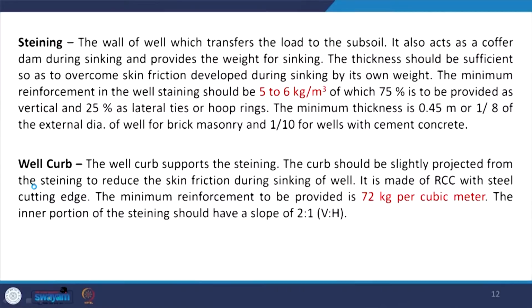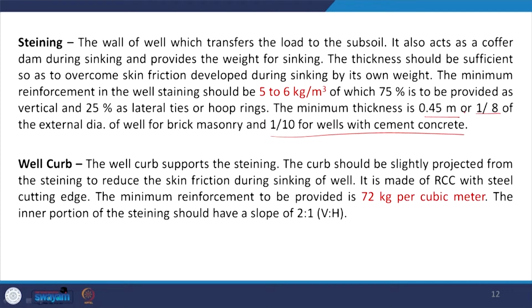The minimum thickness of the well steining is 0.45 meter, or 1/8 of the external diameter of the well for brick masonry, and 1/10 for wells with cement concrete. So, out of these three values, whichever is higher should be used. The minimum recommended in any case is 0.45 meter, that means steining thickness should be minimum 45 centimeter, while the well cap thickness minimum is 75 centimeter.